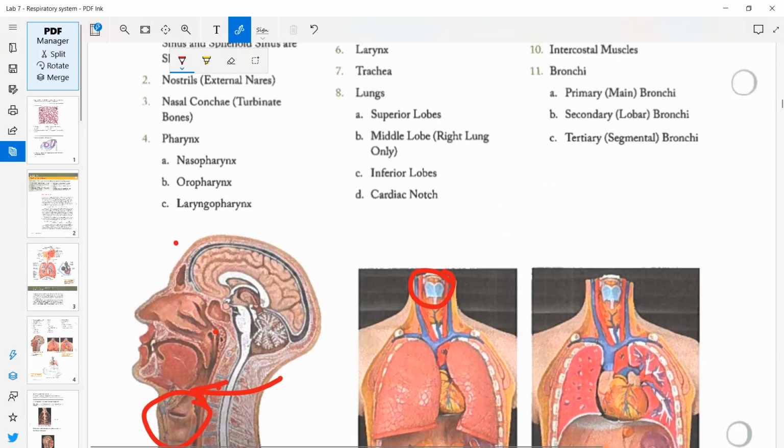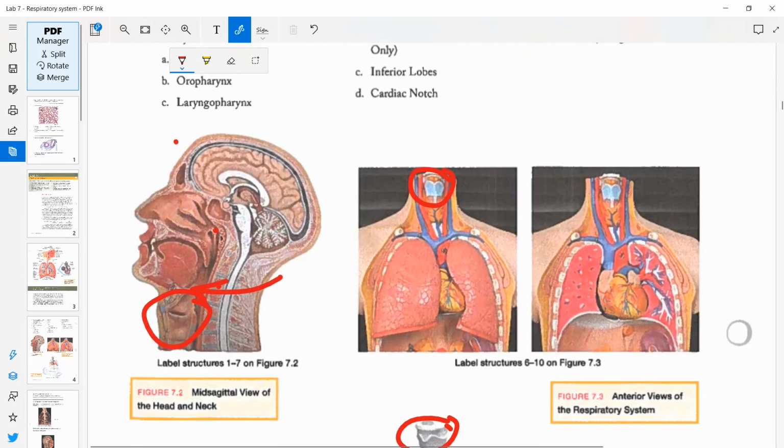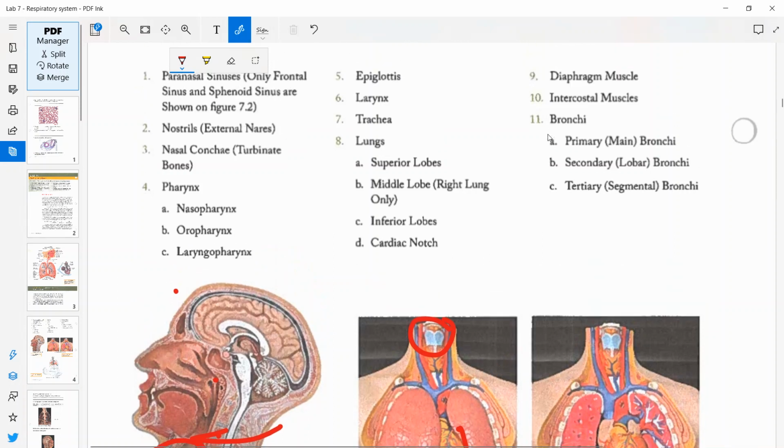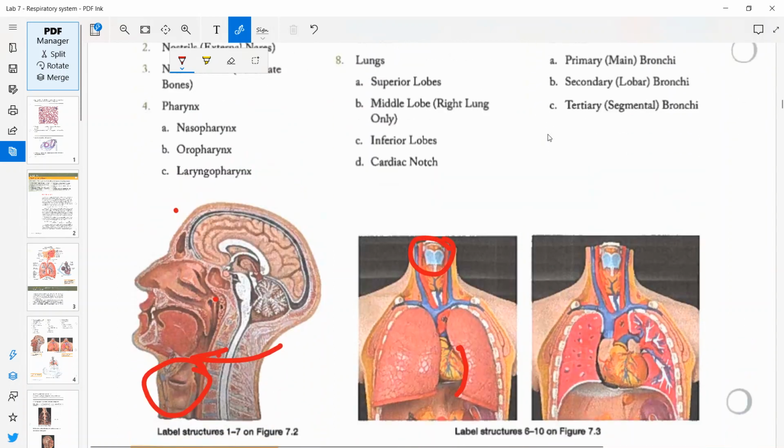Now let's turn our attention to the lungs. So obviously right and left lung. Lungs consist of lobes, so there is a superior lobe here and superior lobe there. Right lung also has a middle and inferior lobe, and the left lung has only superior and inferior lobes. Left lung is smaller because of the heart. This depression right here is called a cardiac notch.